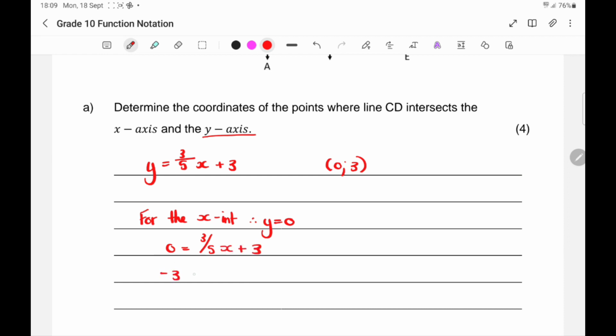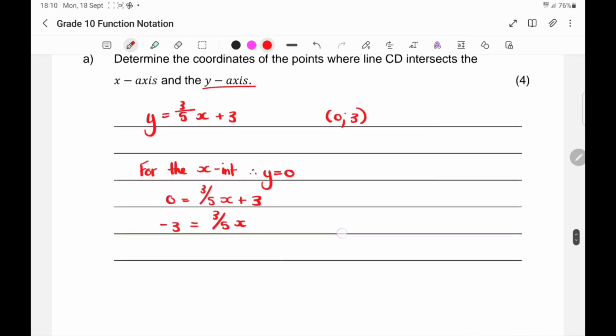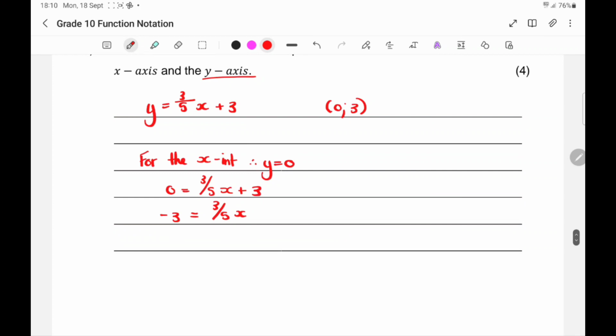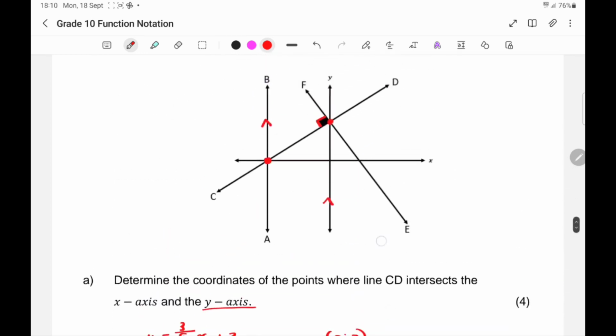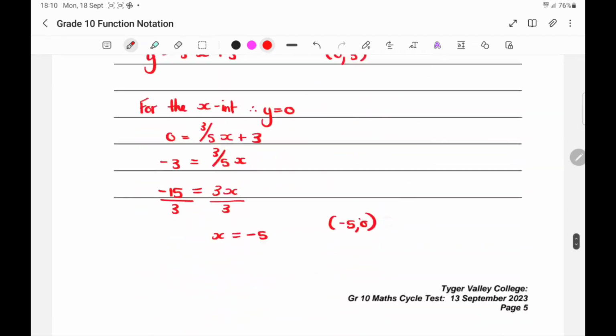Take the positive 3 over 5x, and then if you times by 5 on both sides, let me just quickly see, 3x over 5, yeah, you times by 5 on each side, and then you divide by 3 to get x is negative 5. So your coordinate there is negative 5, 0. That's the same. Okay.